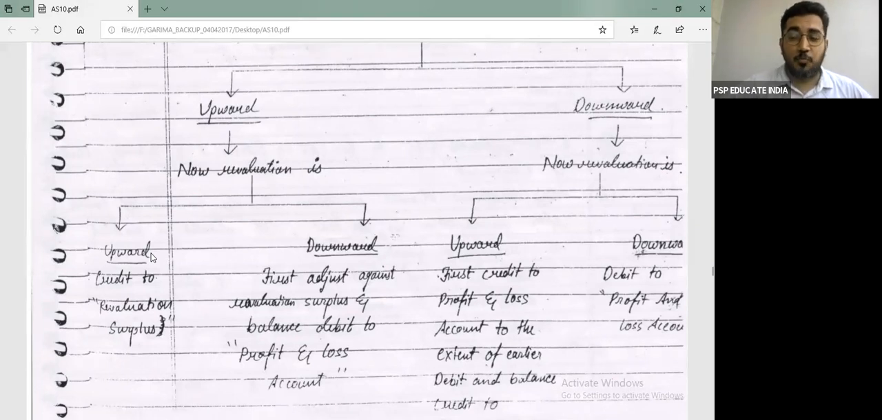Right, look at the next point. Now comes the interesting point. Earlier revaluation was upward, now revaluation is downward. पिछली बार upward था, अभी downward है. सबसे पहले जितना downward गया है, first adjust against revaluation surplus account.